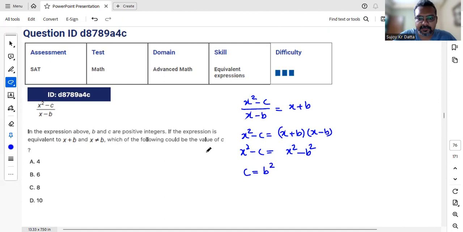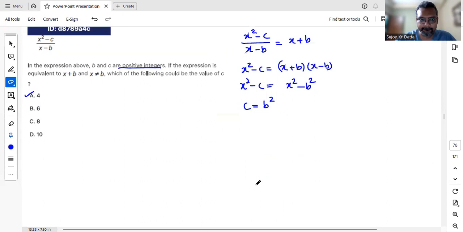So c is a square of some positive integer. So that means only a perfect square is possible. The only perfect square here is 4. The others are not perfect squares. So the answer is option A. Okay, let's go on to the next one.